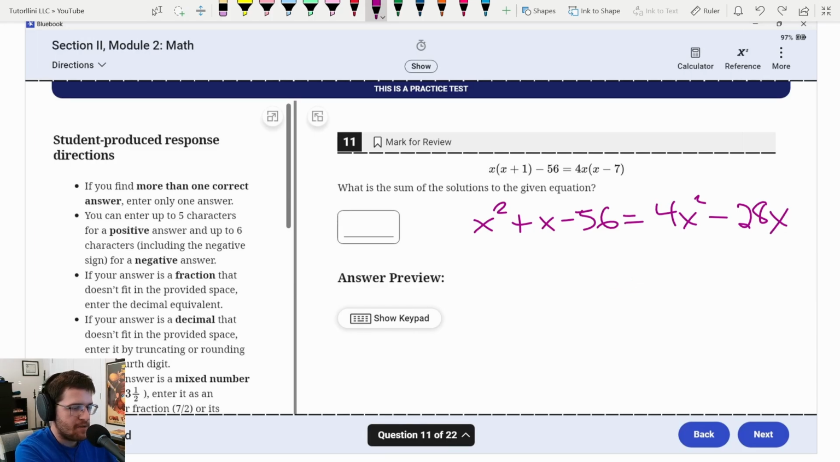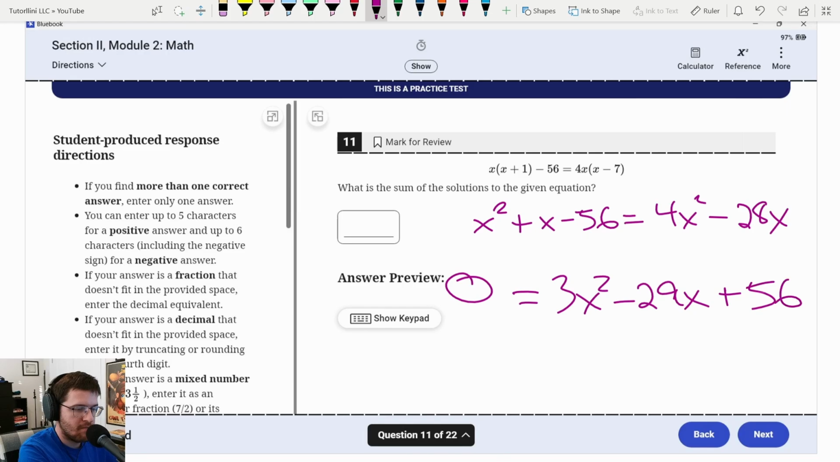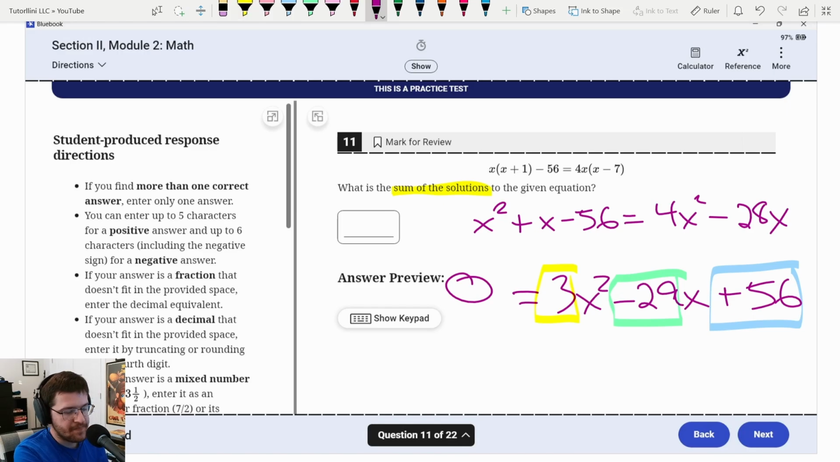So I'm gonna subtract and add everything so that it's 0. So I subtract x squared, 4x squared minus x squared is 3x squared. Then I'm gonna subtract x and I get negative 29x. I'm going to add 56 to both sides, and I get plus 56. a is 3. b is negative 29. And c is 56. ax squared plus bx plus c. And now it wants to know the sum of the solutions, so I don't need to actually find the solutions. I just need to find their sum.